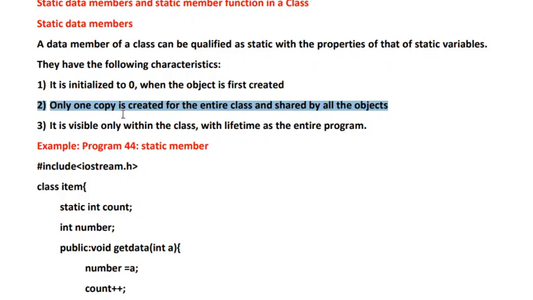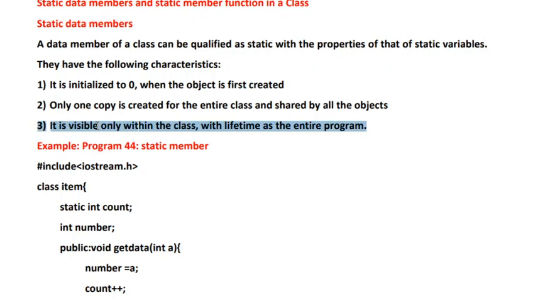Okay, so this is very much important. Whenever you try to instantiate a static variable, it will create only one copy, but it is shared by all the objects, right? Again, a simple variable is created for each and every object. So here the static variable is created only once for the entire class and shared by all the objects. Now it is visible only within the class with lifetime as the entire program.